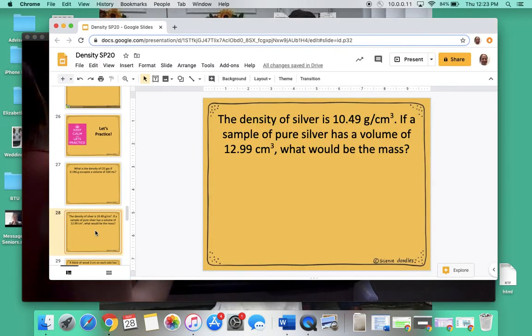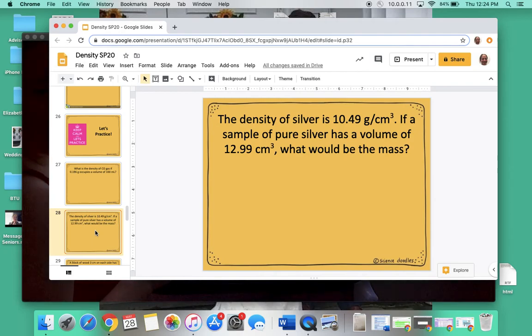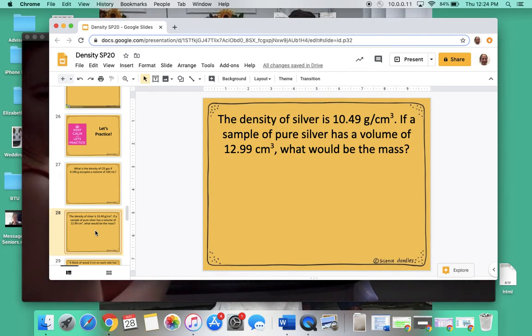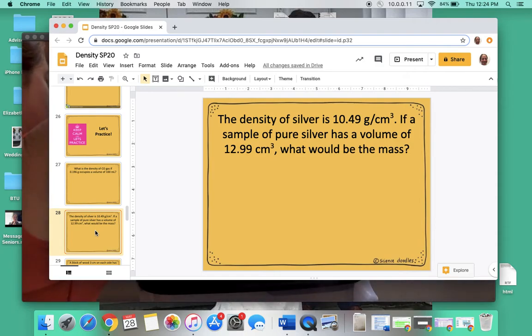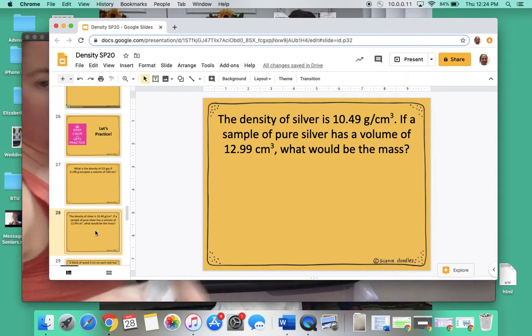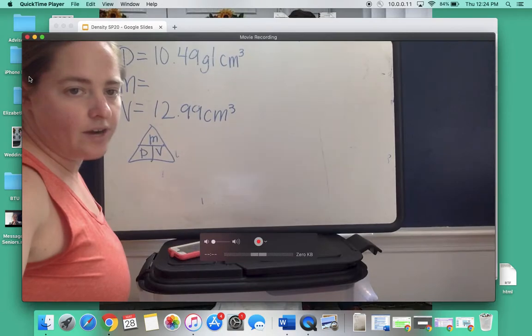Number 2 says, the density of silver is 10.49 grams per cubic centimeter. If a sample of pure silver has a volume of 12.99 cubic centimeters, what would be the mass? So, let's go back to our dry erase board.